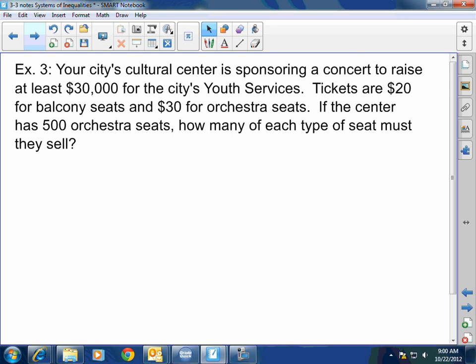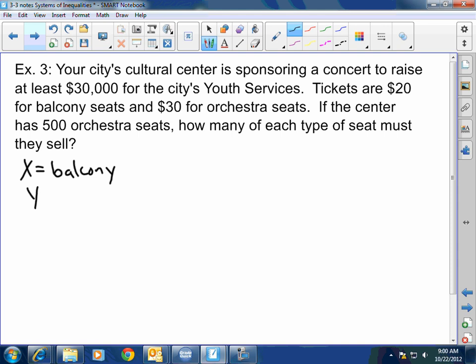Okay, labels, labels. Talking about 2 different seats here, right? We're talking about orchestra and balcony. I'm just going to, for giggles, say that X equals balcony and Y equals orchestra. Doesn't matter if I change that up. I don't care, as long as I define the variables. Okay? So now, I know that it's $20 for each balcony and $30 for each orchestra. And I want to make at least $30,000. So how would I set up that first equation, gentlemen?